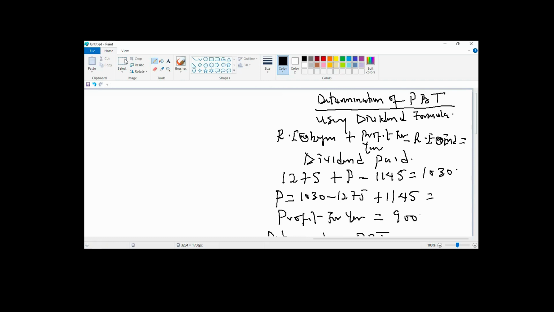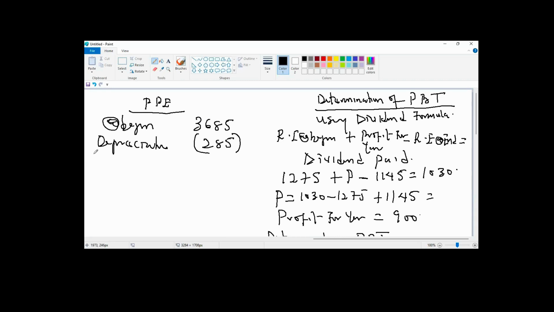Okay, I go and look: did they buy PPE? Or did they sell? At the beginning, what is the PPE at the beginning? It is 3,685. Thank you, my brother. Depreciation, the one we have used. How much is depreciation? 285. Disposal would be at net book value.